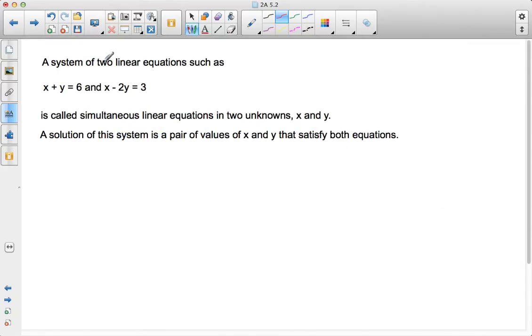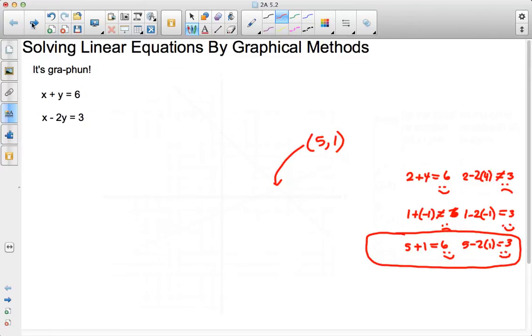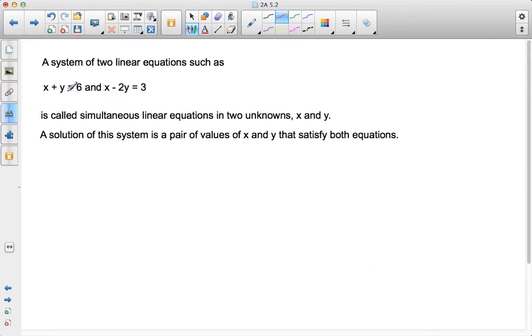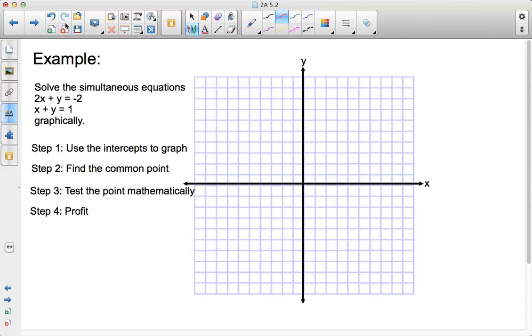So a system of two linear equations such as x plus y equals 6 and x minus 2y equals 3, as we saw over here in this activity, is called a simultaneous linear equation in two unknowns x and y. A solution of this system is a pair of values x and y. So my answer is going to be an xy coordinate. Don't forget that, super important. That satisfies both equations. So whatever this value is, it has to work for the two. Let's take a look at an example and we'll talk about steps at a time here.